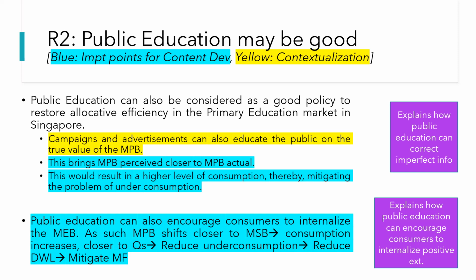So take note here that we are still explaining the mechanism of how QS is being achieved because we are bringing our MPB closer to MSB, either by bringing MPB closer to MPB actual, which is our MSB, or just bringing MPB closer to MSB and helping to internalize the positive externalities. So this is the economic analysis needed. A diagram too can be drawn here using our normal public education diagram, showing how our MPB perceived is moving closer and being brought towards our MPB actual. So a diagram here will be good. You can use it in tandem with this explanation.